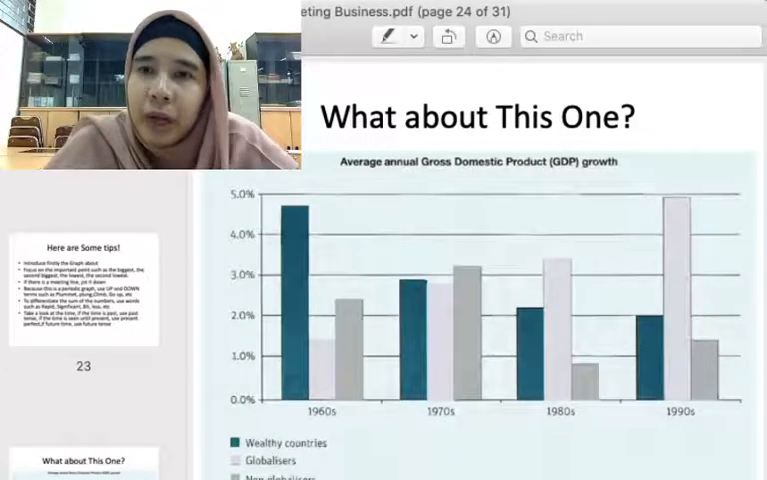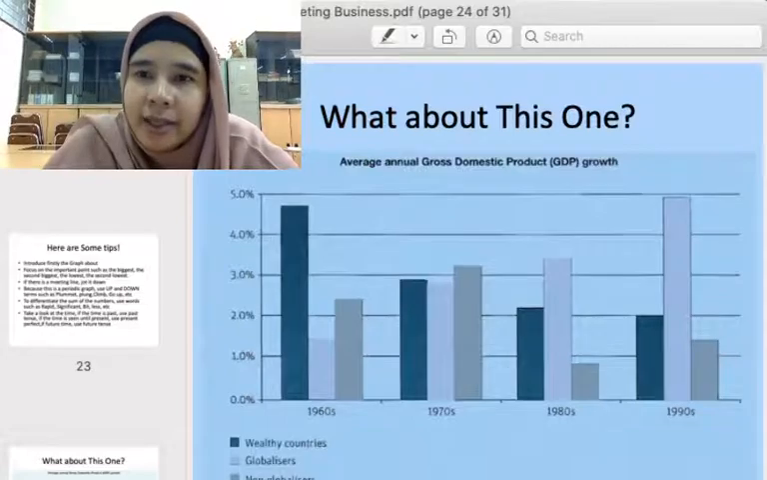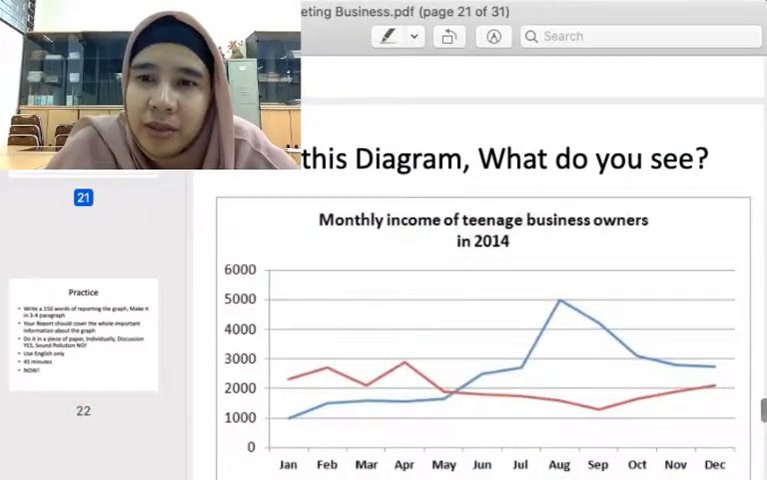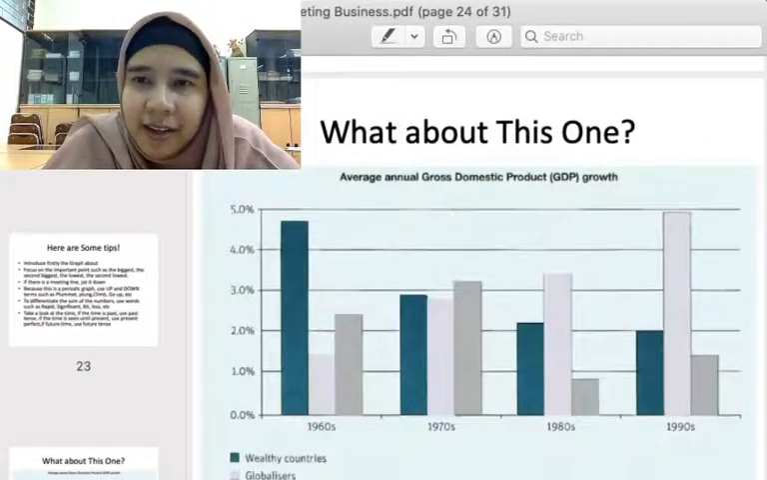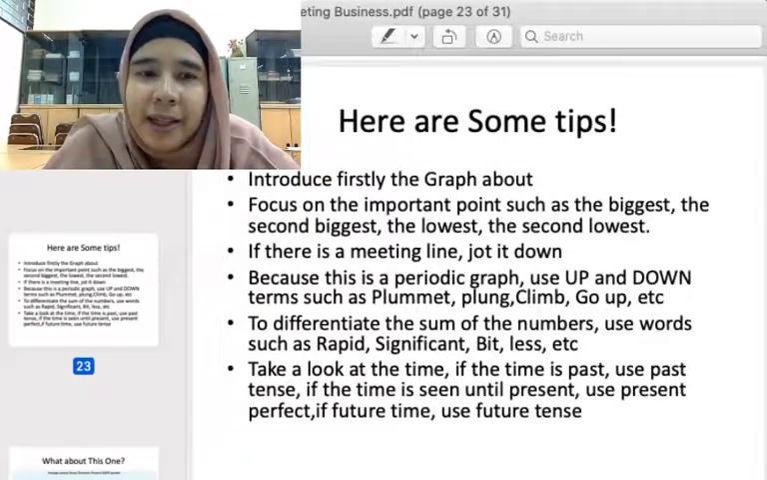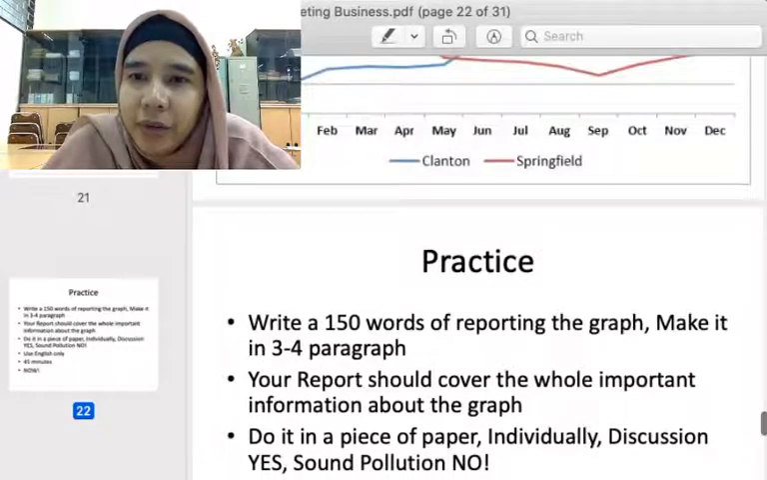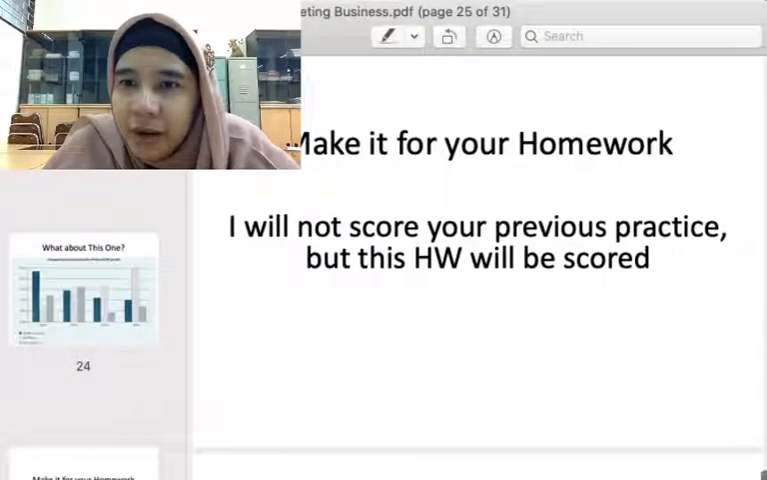I want you to do this work, this report writing. So not this one, this is only an example, because this would be too easy for you. Please make this one. The tips are the same as this one, and the task is also the same. 100 words, 3 to 4 paragraphs. Don't make it too long, and don't make it too short. You can make it your homework.